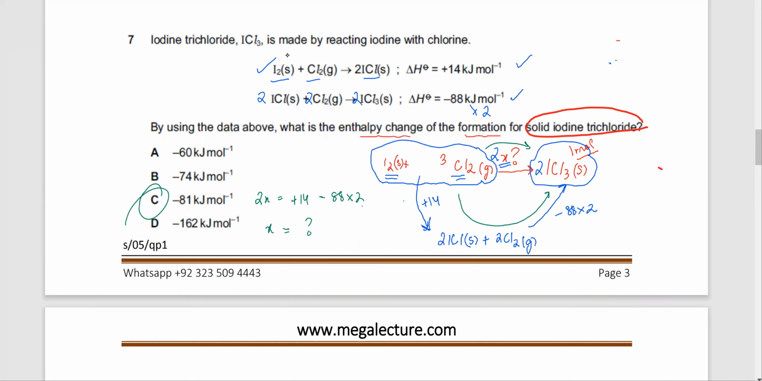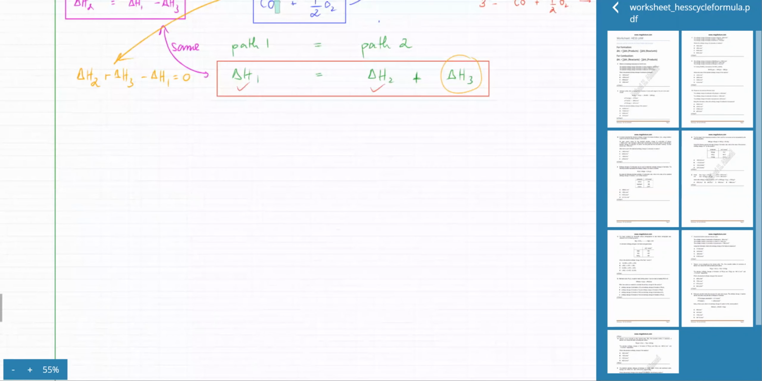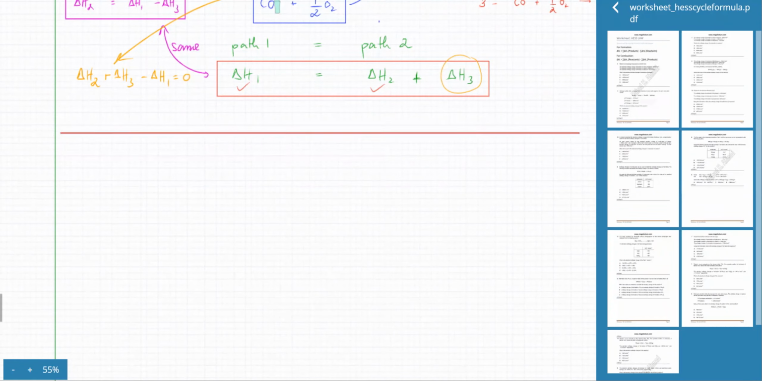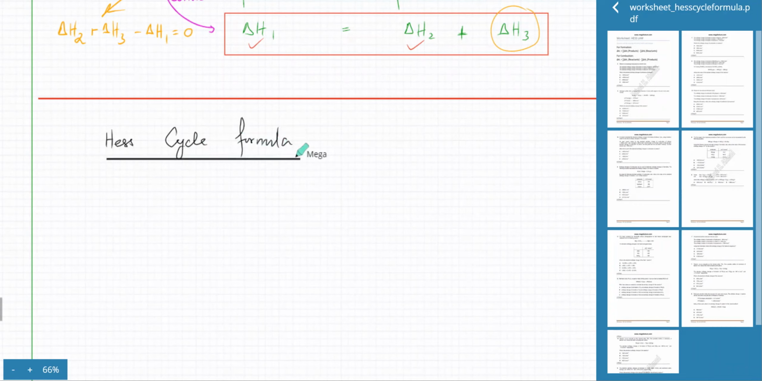So we've done plenty of questions on Hess cycle. Now we're going to talk about the shortcut, how to actually figure out the shortcut for a Hess cycle. Now the shortcut, this would be referred to as the Hess cycle formula. So give me 1 second, let me get there. So now we're going to talk about how to figure out the enthalpy change by using a simple formula, the Hess cycle formula, but it's conditional. You can only apply it under certain circumstances.